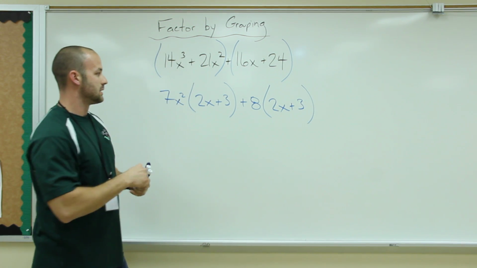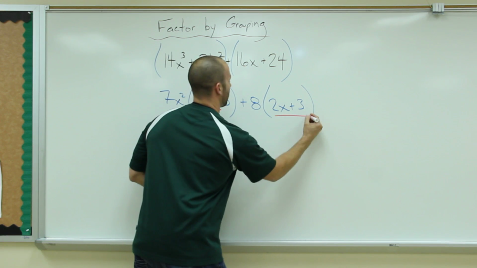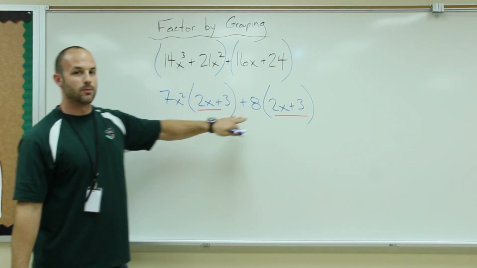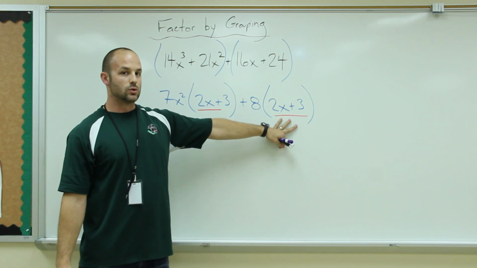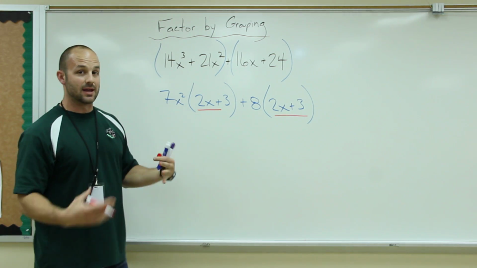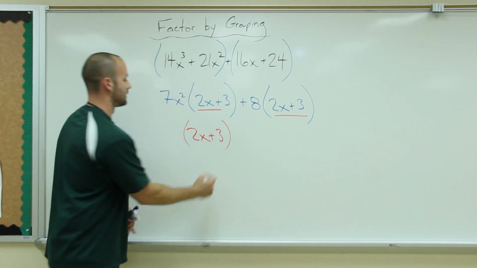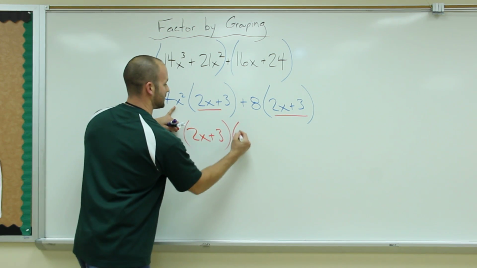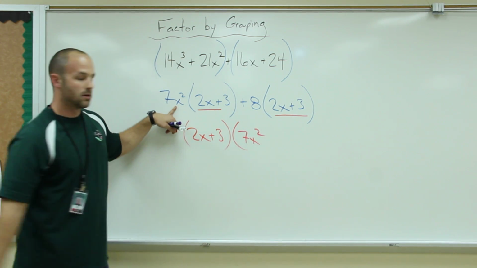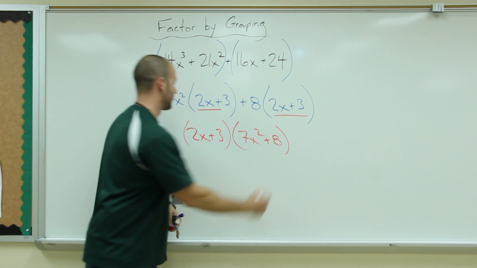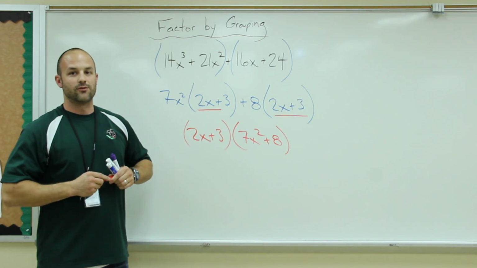Now what you recognize here, what we want to produce is matching binomials. I know my grouping technique worked because I've got 2x plus 3 in both cases. So I recognize 2x plus 3 is the greatest common factor. And if we factor out 2x plus 3, what we would have left is 7x to the second from the first group and a positive 8 from the second group. And there's an example of how we factor by grouping.